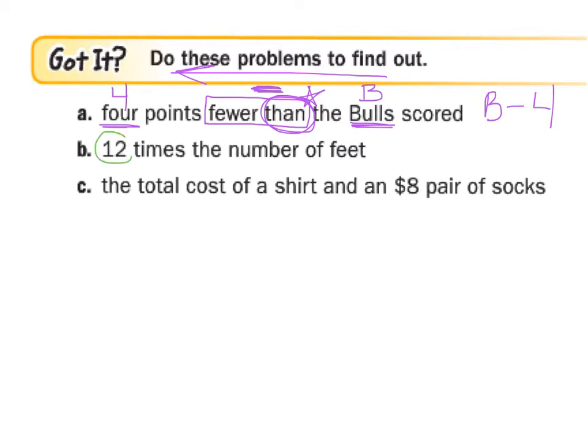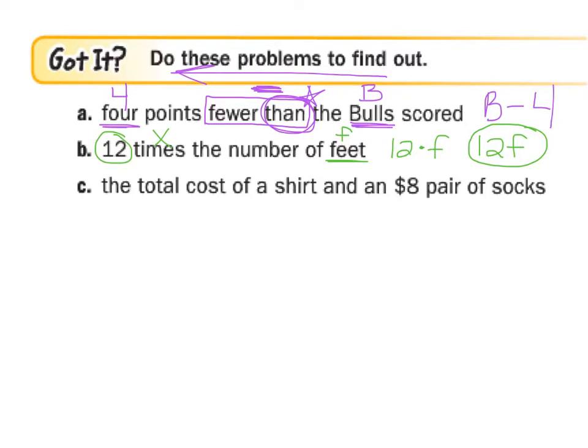We have 12, and it's already written out for us, times the number of feet. So I'm going to use F for feet, and so it would be 12 times F, and the best way to write this would be 12F, because that's the way mathematicians do it in algebra. We just put the number and the variable next to each other.